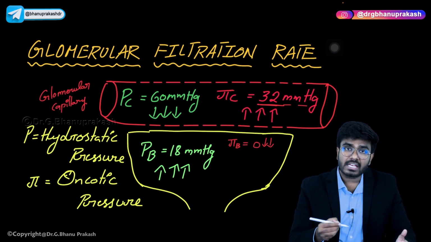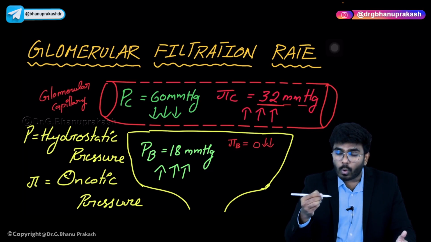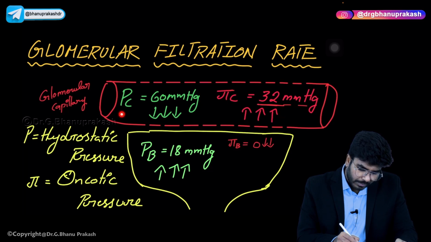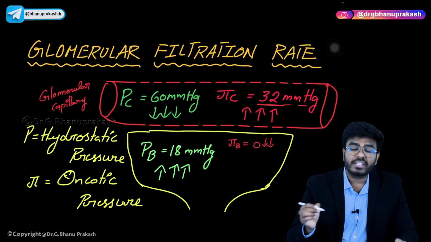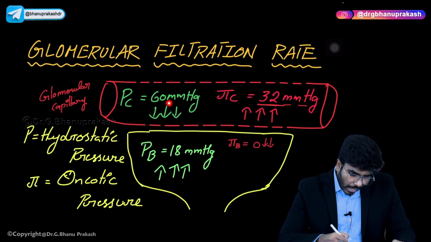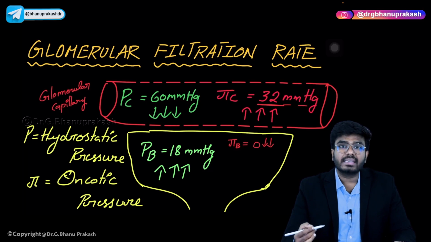All the time the plasma within these capillaries wants to come out. So how much is that pressure? Capillary hydrostatic pressure is 60 mmHg, and it all the time wants to come out into the Bowman's capsule.